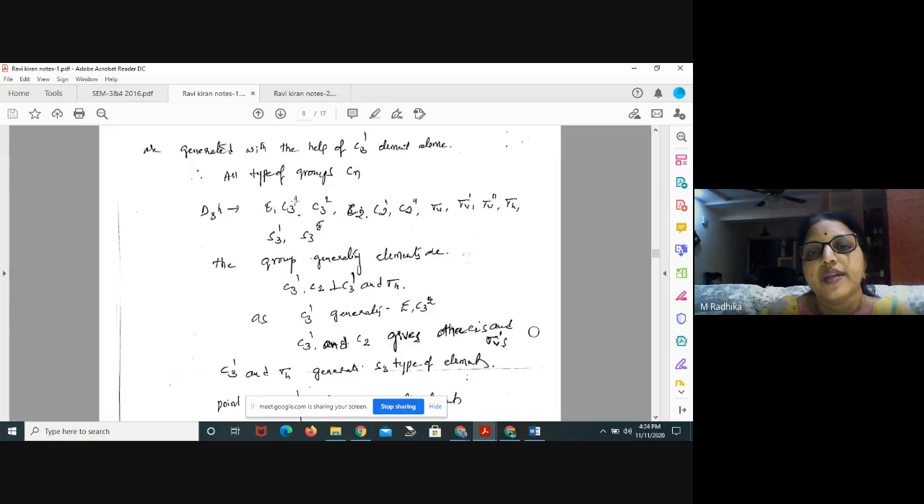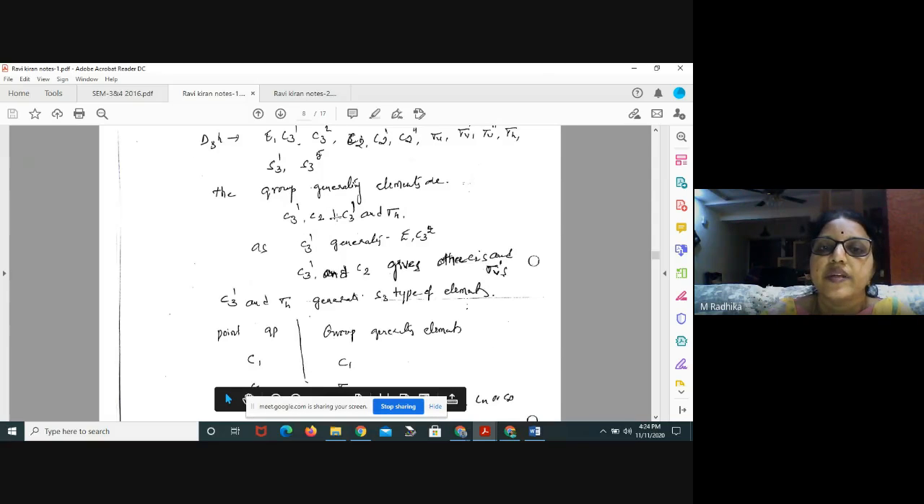Now, the important group generating elements in this are C3^1 for these two. For the three C2s, I will write one C2, which is perpendicular to C3^1. That is why you call it C2'. And the last one is sigma h. So if I take only these three, I can generate all the rest of the elements. Only these three are the trivial elements. We are just showing that this C2 is perpendicular to the C3^1 axis.